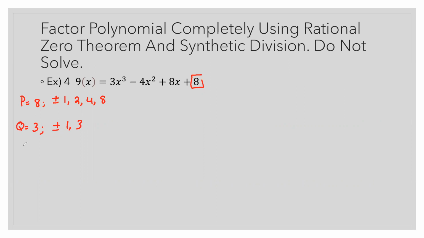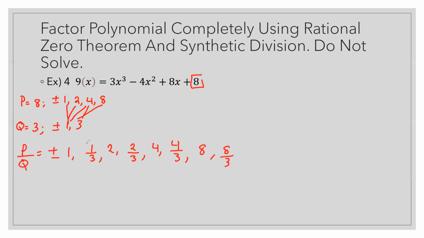So the rational zero theorem is P over Q, which is plus or minus 1 over 1, which is 1. 1 over 3 is 1/3. 2 over 1 is 2. 2 over 3 is 2/3. Okay. 4 over 1 is 4. 4 over 3 is 4/3. 8 over 1 is 8. And then 8 over 3 is 8/3.